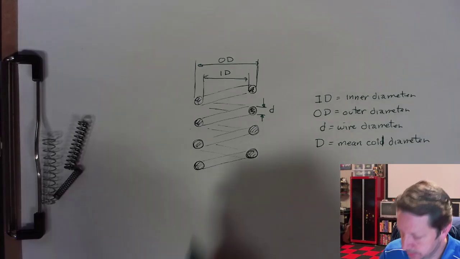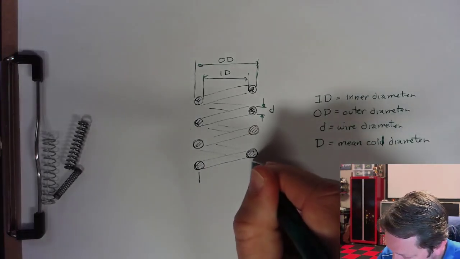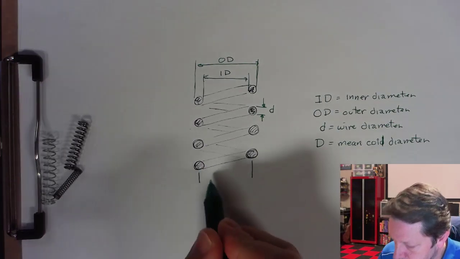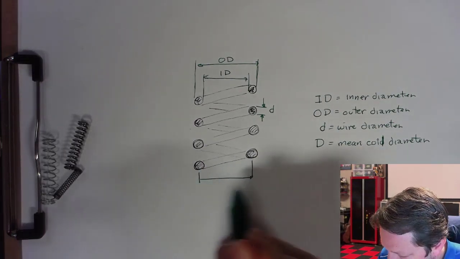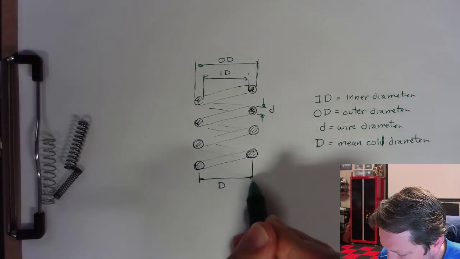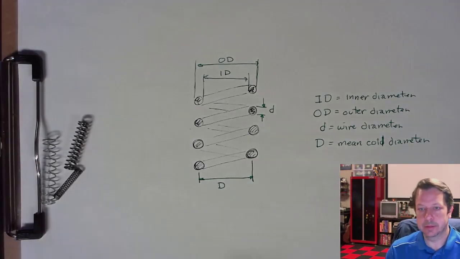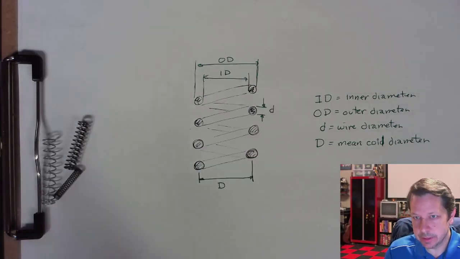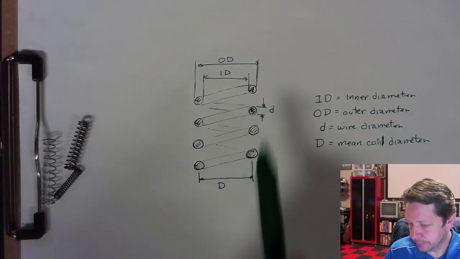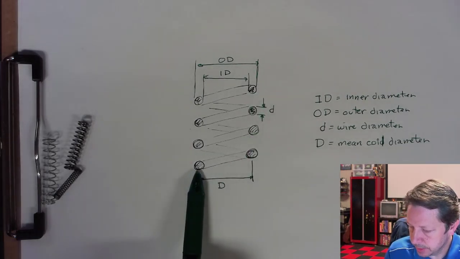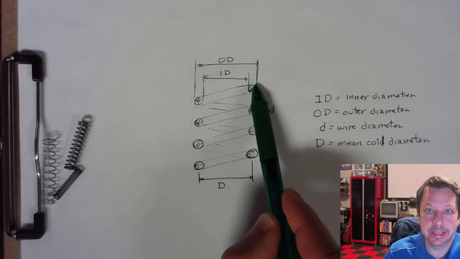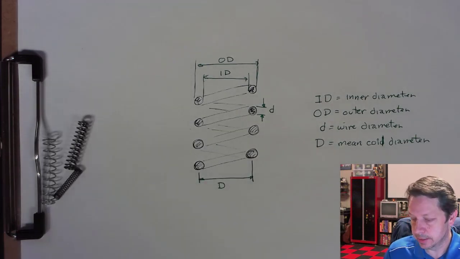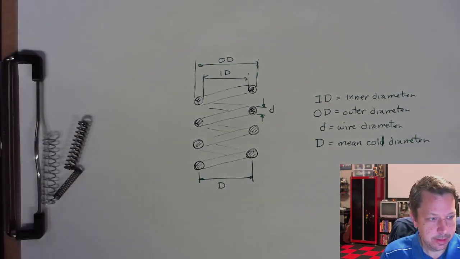So that is the center of one coil over here to the center of the other one. That is the variable we're going to use in our equations, called just D, capital D. Lowercase d is the wire diameter. So we need to know those. The free length for this coil would be from the bottom of here to the top of here. So it's no force applied to it to compress it or anything. So it's just free. That would be the free length.